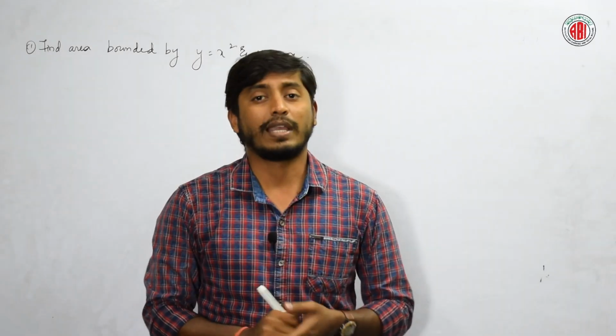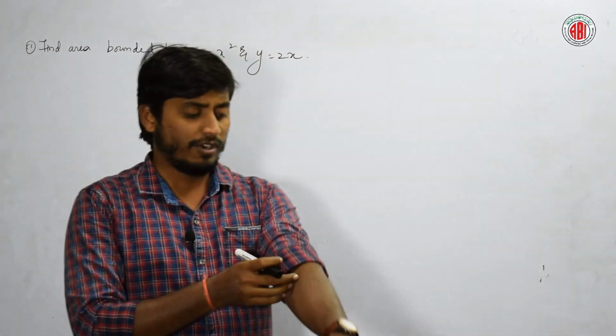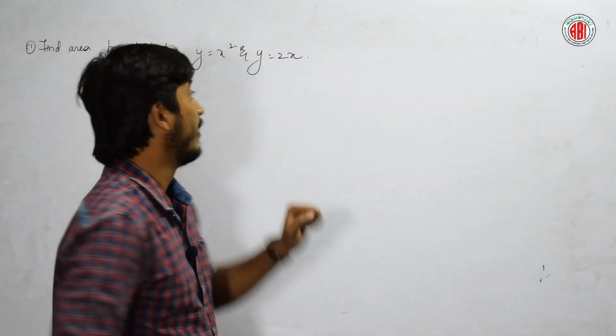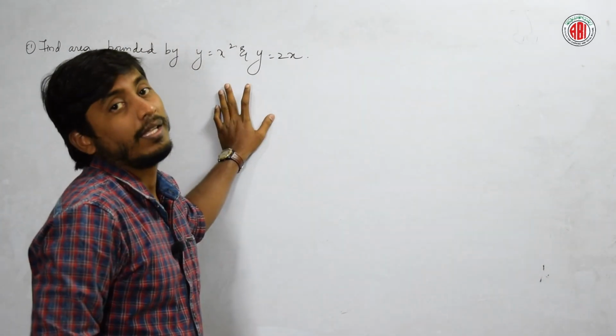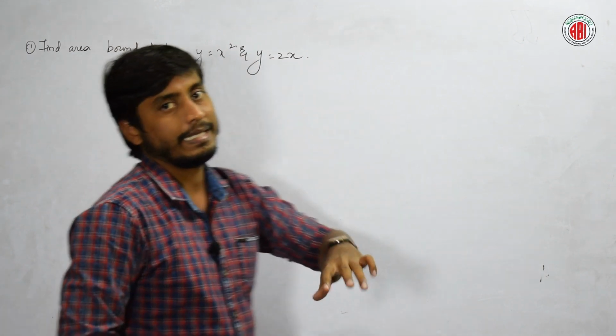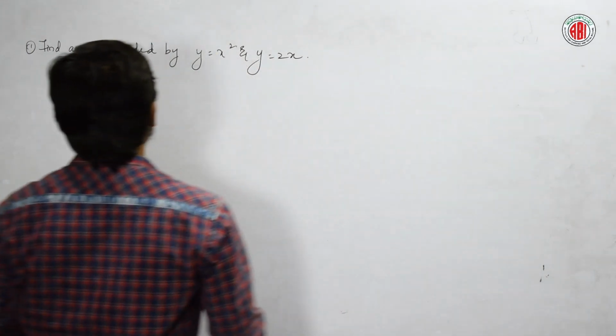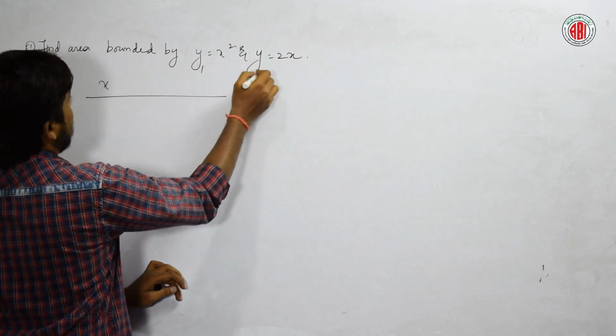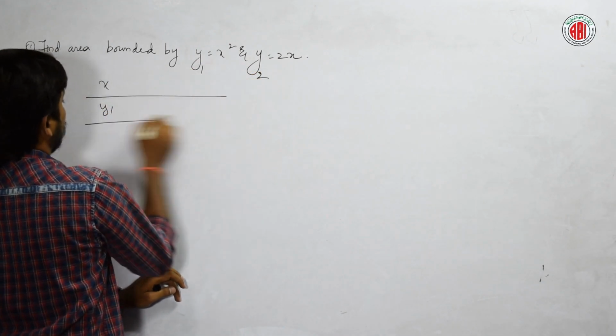Let's do. Look at the next question here. Till now, whatever we did, one was a function and all other things were constants. Here they gave two different functions. They are asking us to find the area bounded by y equal to x square and y equal to 2x. Just draw the graphs for different values of x. Let me say it as y1 and y2.